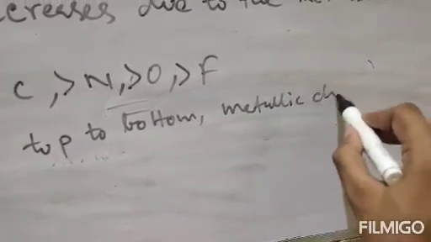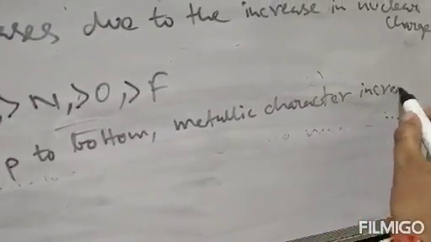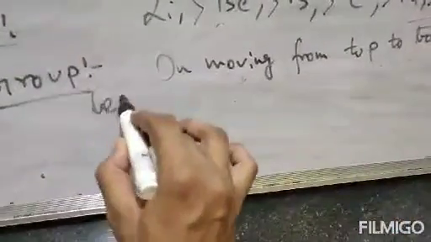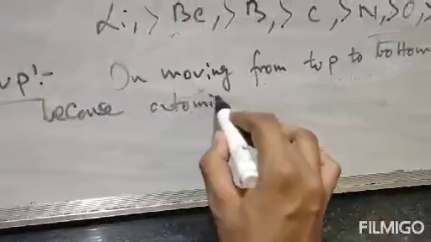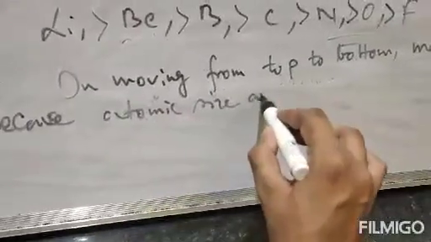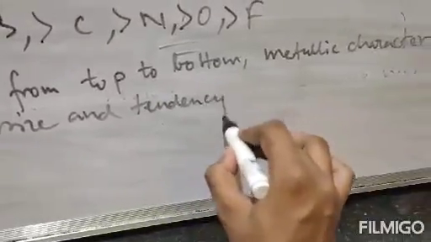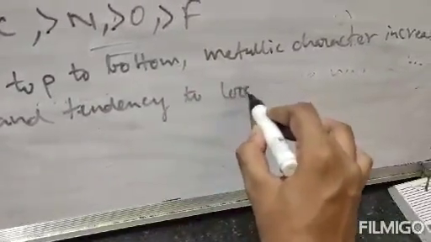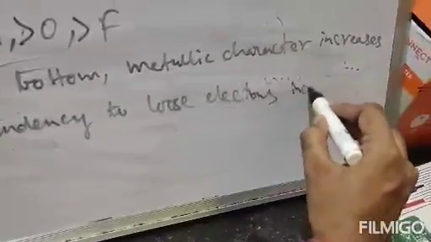So on moving from top to bottom, metallic character increases, because atomic size and tendency to lose electrons increase. So metallic property or metallic character increases.